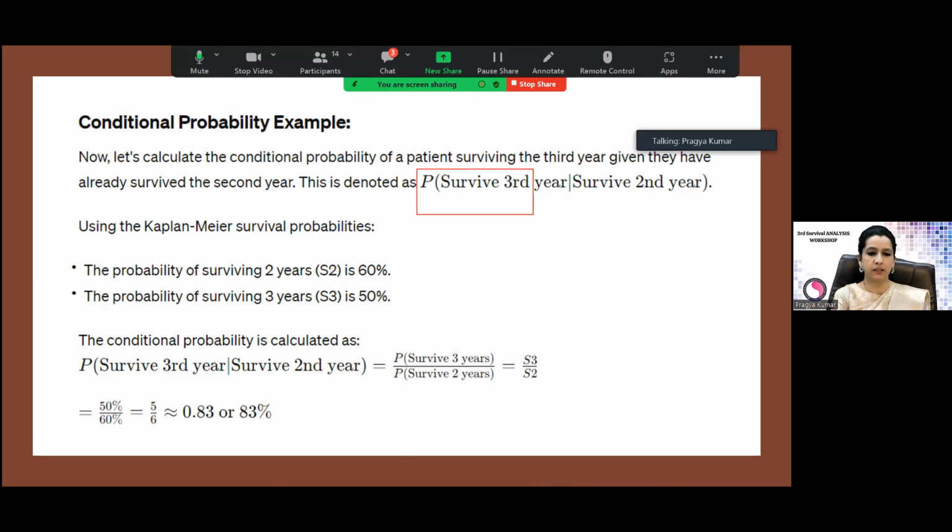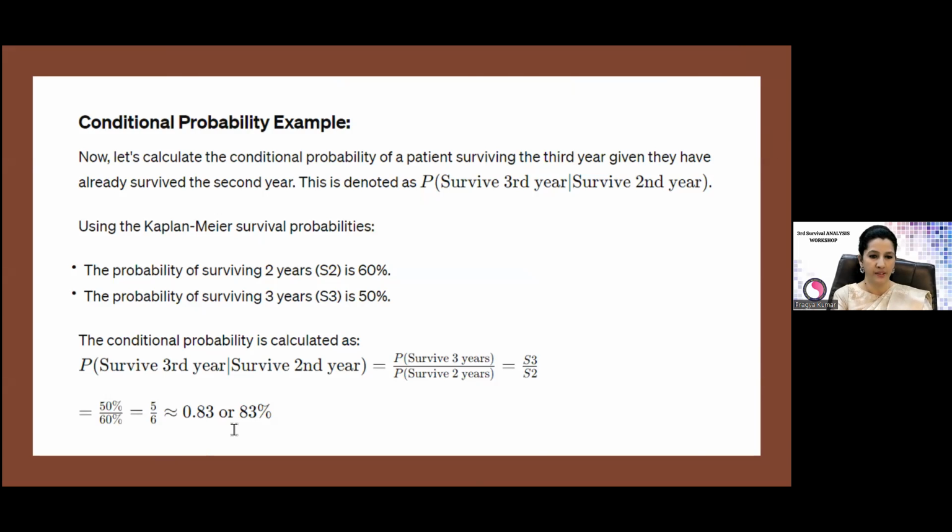This P is the probability of surviving in the third year, given the patient has survived during the second year. So how do we express it? In the numerator, you have the survival probability during the third year, which is 50%. And in the denominator, the person has survived during the second year, so that probability is 60%. So the conditional probability will be 0.83 or 83%. Similarly, we have expressed this. What is this?